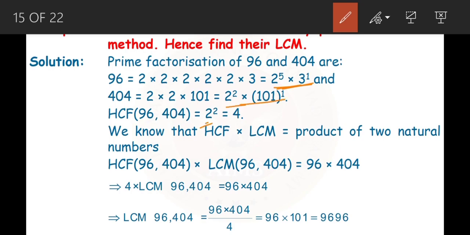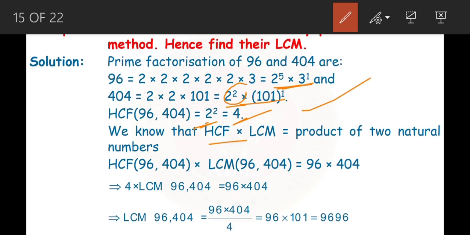What is the HCF? Product of common factors with least exponent. Here only 2 is repeated in both. So 2 square is the least. 3 is not repeating, so we cannot take 3. 101 is not repeating, we can't take 101. Only 2 square, which means 4, is the HCF.